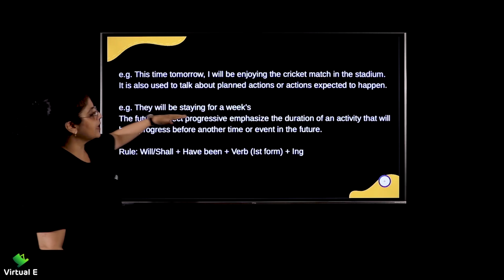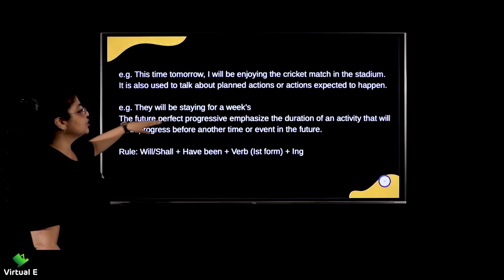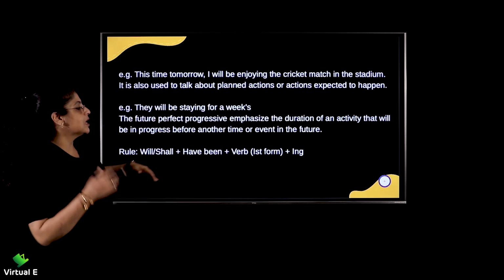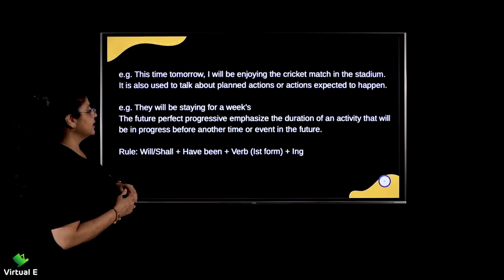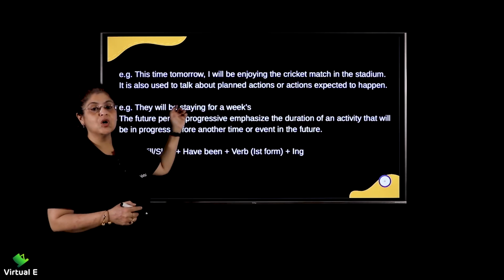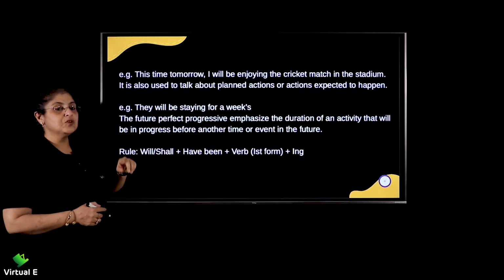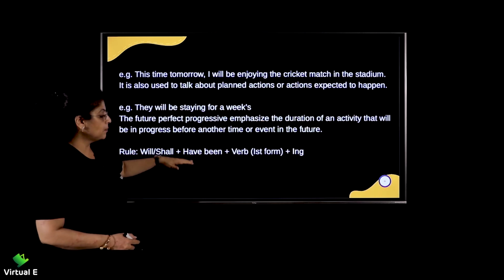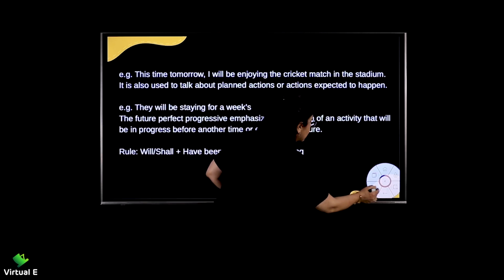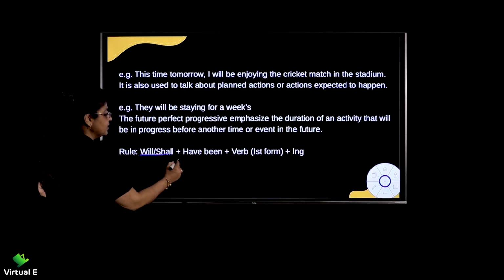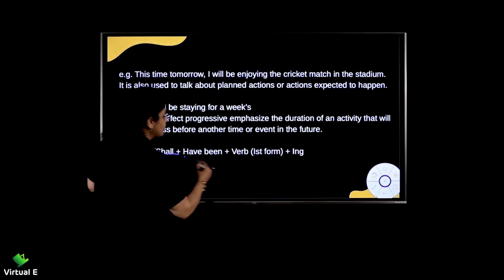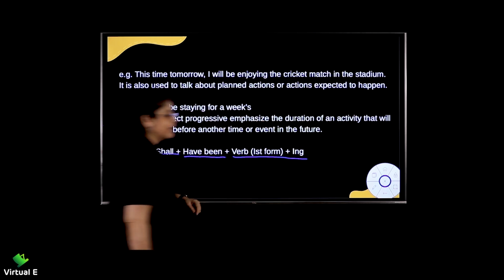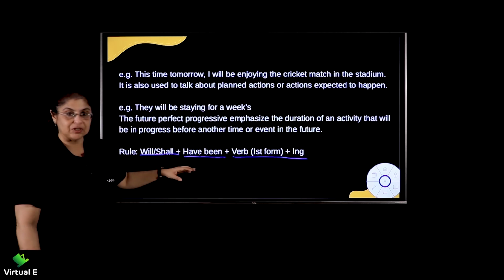For example, they will be staying for a week. Here the future perfect progressive emphasizes the duration of an activity that will be in progress before another time or event in the future. So here you see we spoke of the future continuous. Now let's move to the future perfect continuous formation. Here it is will or shall plus have been. Please remember this. It will be will or shall for the future, have been for the perfect continuous, and ing to complete the formation.